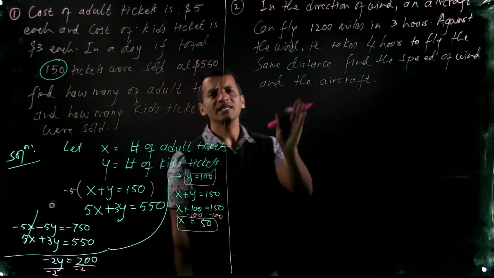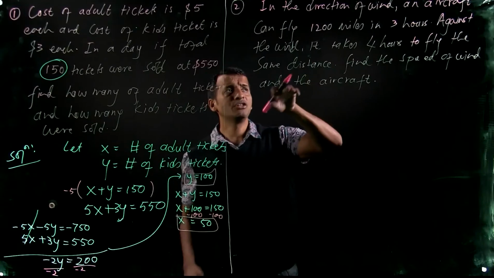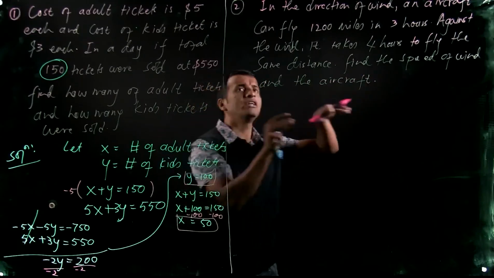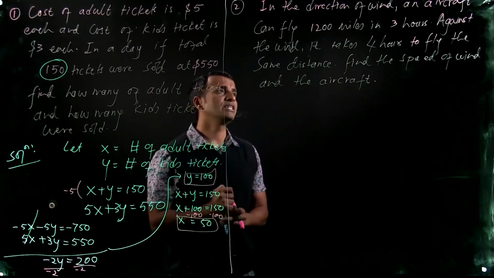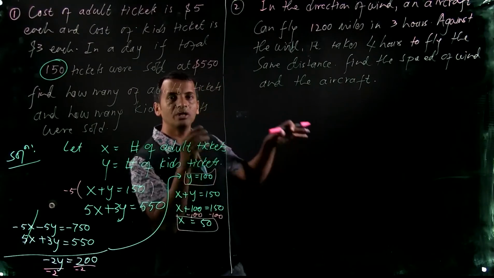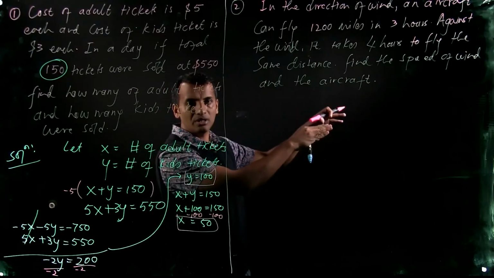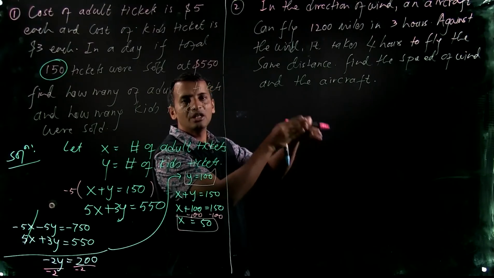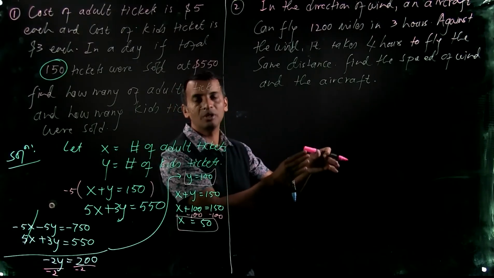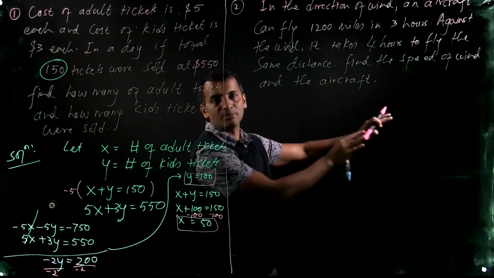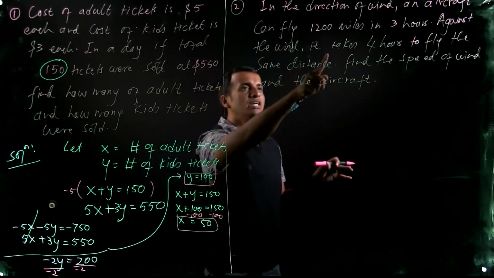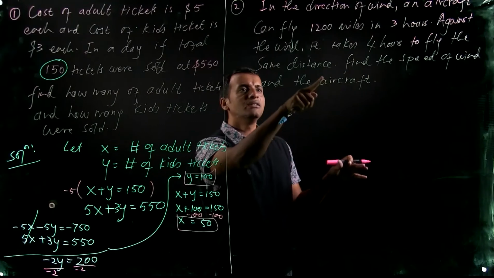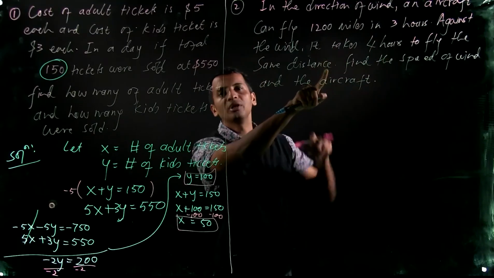All right. So in this example, what it says is, in the direction of the wind, an aircraft can fly 1200 miles in 3 hours. When the aircraft flies in the direction of the wind, the net speed of the aircraft will be the speed of the aircraft plus the speed of the wind, because the wind will push the aircraft in the same direction, right? But it takes 4 hours to fly the same distance against the wind.